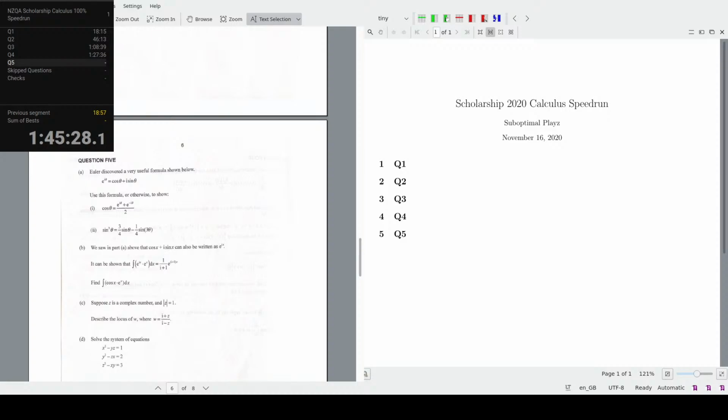This locus question isn't really making sense to me though. I'm going to skip the locus question, I think. How many pieces of paper do I have? Not a lot. Okay, it's all good though.